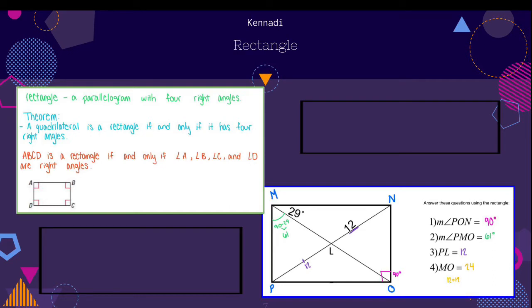For number 2, the measure of angle PMO is 61, and we know this because you do 90 minus 29, and that equals 61. For number 3, PL equals 12, and we know that because LN is 12. And then for 4, MO equals 24, and we just did 12 plus 12.